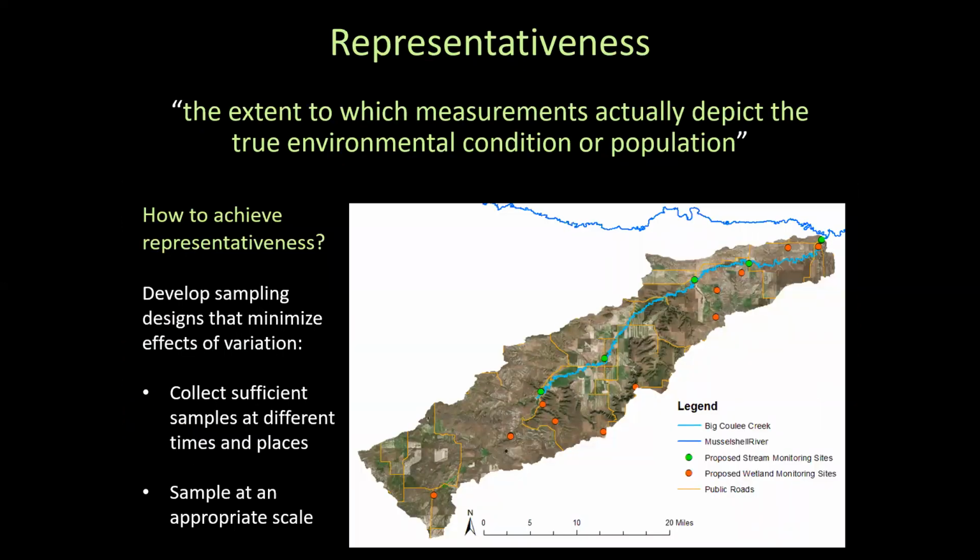Representativeness is the extent to which measurements actually depict the true environmental condition or population. And so we typically achieve representativeness by developing robust sampling designs that minimize the effects of spatial and temporal variation. And so we collect a sufficient number of samples at different times and places to try to capture all possible sources of natural variability.